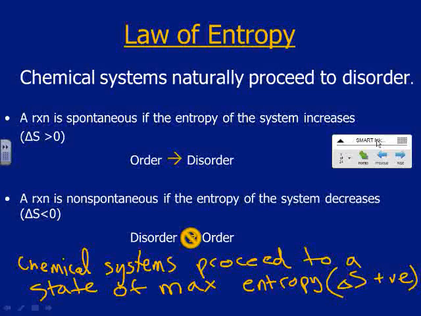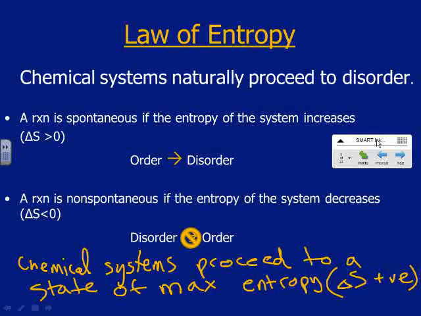So two laws that govern spontaneity: minimum enthalpy, negative delta H, and maximum entropy, positive delta S. And we know how to calculate both. So that's where we're at. We're simply going to be doing some examples now where we calculate the delta S and calculate the delta H, and we make a decision. Does this have the requirements for spontaneity, or does it not?